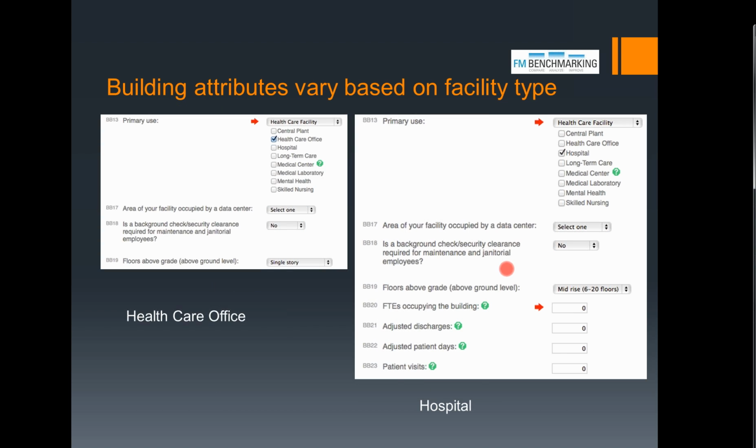So as an example, if we are looking at just an office building, whether it be healthcare or what have you, you might just have a few basic items here. These are just some of the possible questions you may ask, nothing to do with healthcare, obviously. But if you're looking at a hospital, as we do here, you can see that we've added questions on the number of adjusted discharges or patient days, patient visits. They're not relevant to healthcare office buildings. So that's just an example.